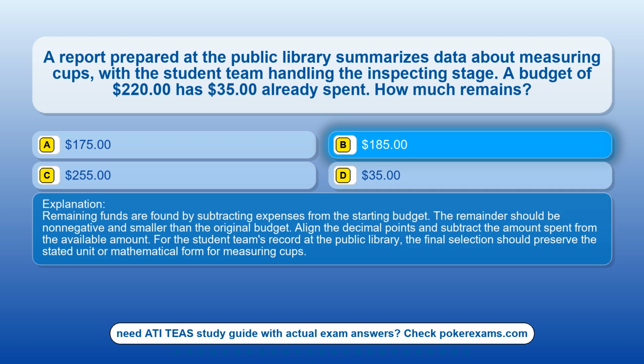Remaining funds are found by subtracting expenses from the starting budget. The remainder should be non-negative and smaller than the original budget. Align the decimal points and subtract the amount spent from the available amount. For the student team's record at the public library, the final selection should preserve the stated unit or mathematical form for measuring cups. Question 8.